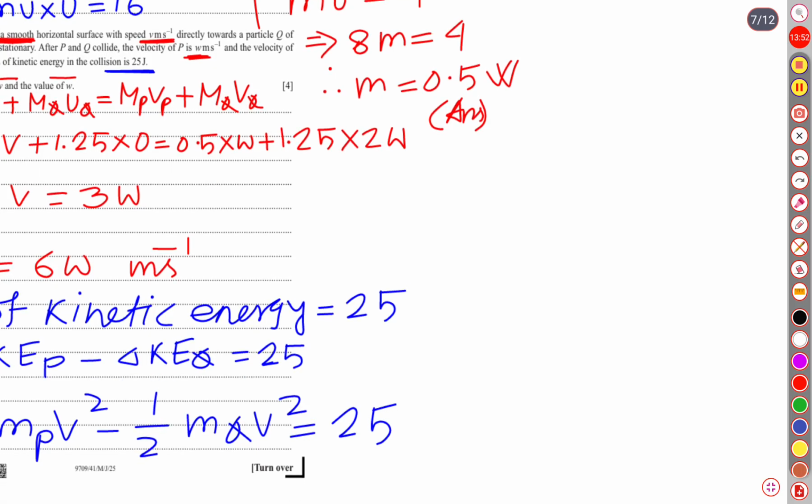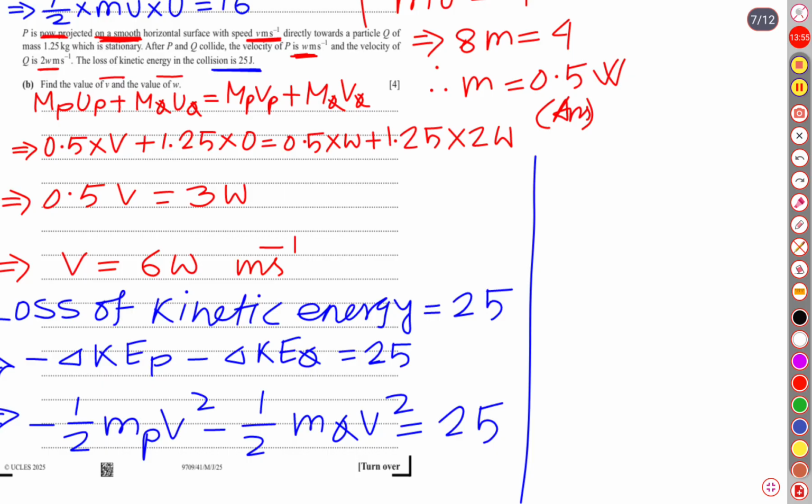On the right side we can continue writing. Let us substitute the values we do have. Half means negative 0.5, and the mass of particle p, which we have already used, is also 0.5, so 0.5, and v square. Yes, this is the crucial point.